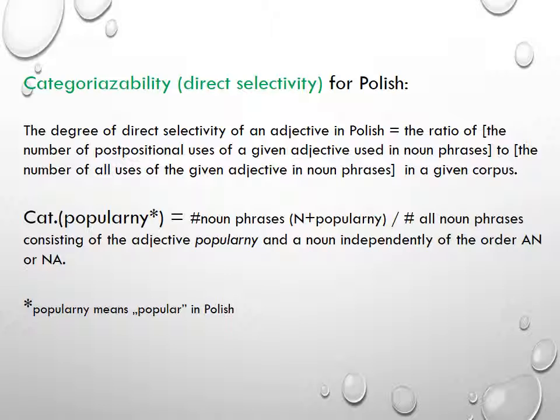And so, for instance, for an adjective popularny, which means popular, the degree of categorizability equals the number of noun phrases with popularny following the noun to the number of all uses of the adjective popularny in noun phrases. Doesn't matter whether popularny follows a noun or precedes it.